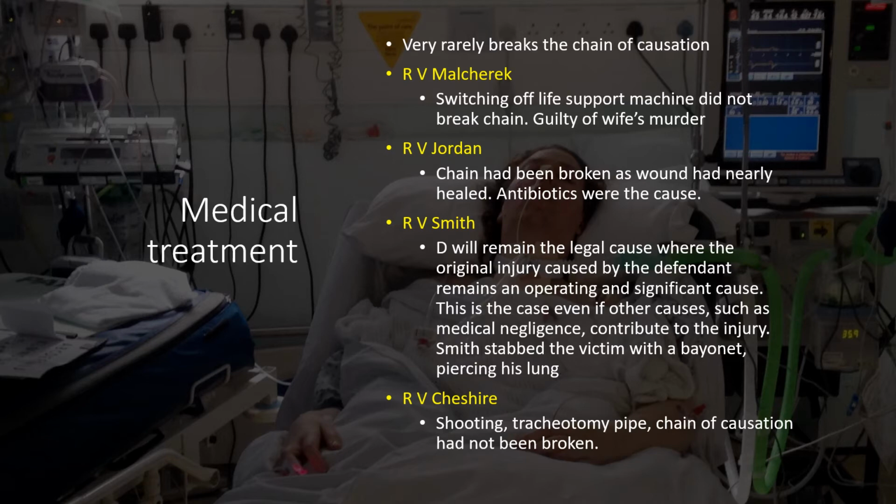And so be careful when looking through scenarios, because this can be almost deliberate if somebody mentions antibiotics was the cause of death. Now that might not always break the chain. You need to look at whether the wound had healed first and then you can follow Jordan. Otherwise, it's likely you're going to follow Smith and Cheshire as authorities. In those two cases, despite the fact that the medical treatment was quite bad, it didn't break the chain, and so the original defendant was still responsible.